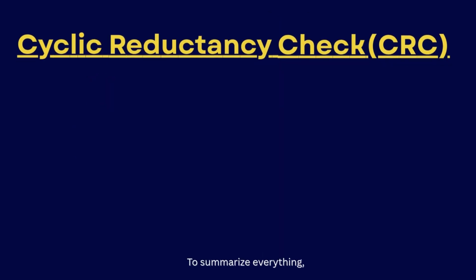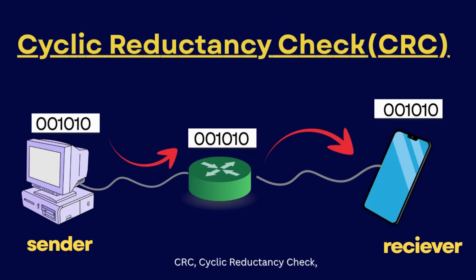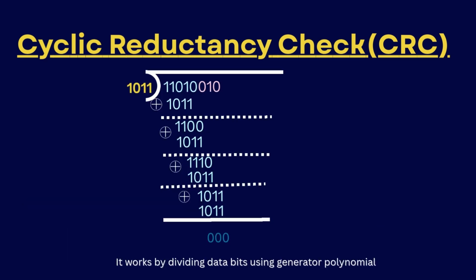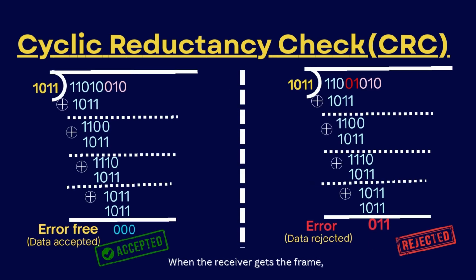To summarize everything, CRC, cyclic redundancy check, is an error detection method that helps ensure reliable data transmission. It works by dividing data bits using a generator polynomial and appending the remainder to the frame. When the receiver gets the frame, it performs the same division. If the remainder is 0, the data is correct. If not, an error is detected. CRC doesn't fix the error, but it helps detect it immediately, so data can be retransmitted correctly.